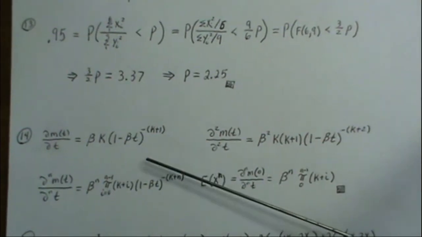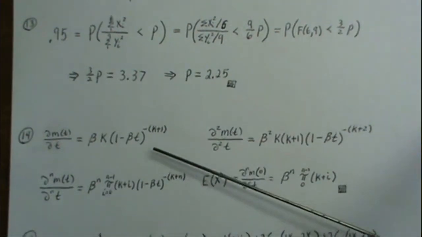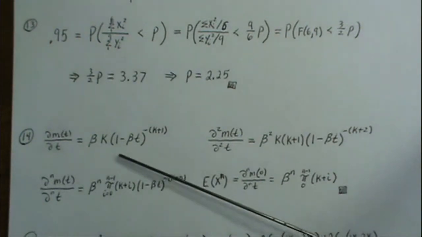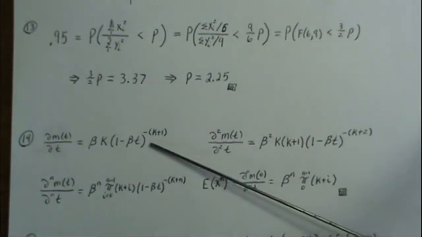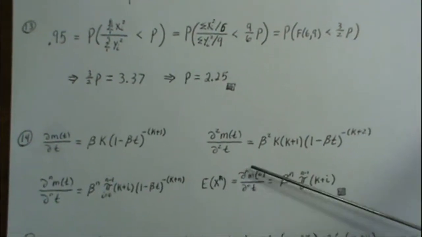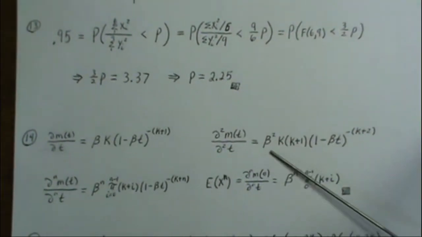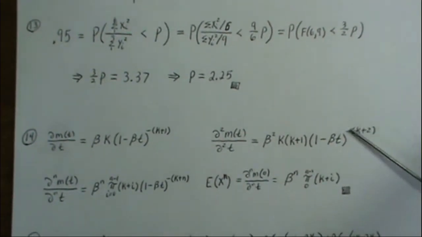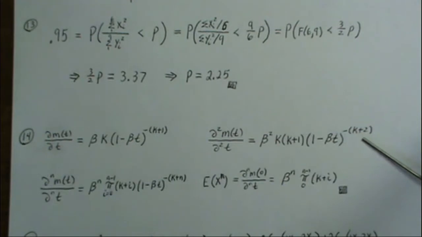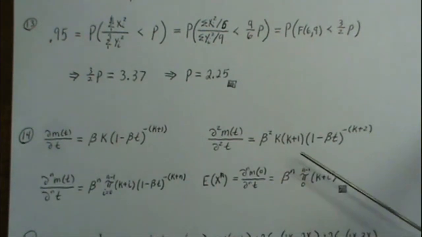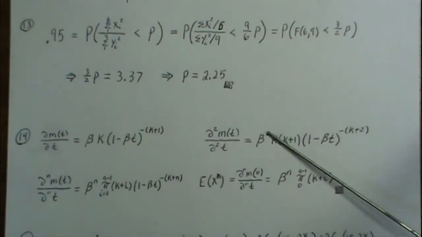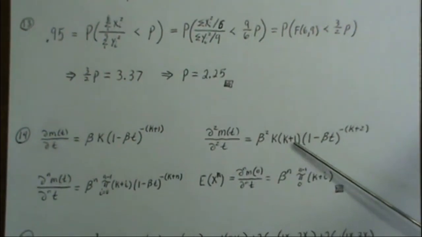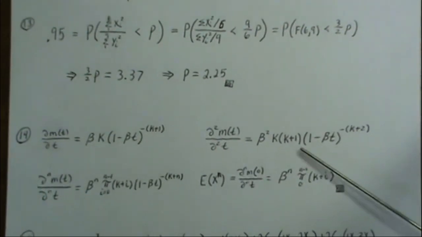So what you have to do is start taking derivatives and hopefully you find a pattern. The first derivative of the moment generating function is this. So it's beta k and then (1 minus beta t) to the minus (k plus 1). The second derivative is beta squared times k times (k plus 1), and then (1 minus beta t) to the minus (k plus 2). If we were to continue this, then the third derivative would have a beta cubed, and we would multiply up to k plus 2.